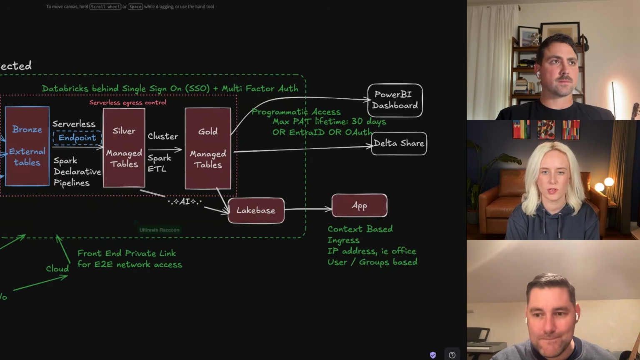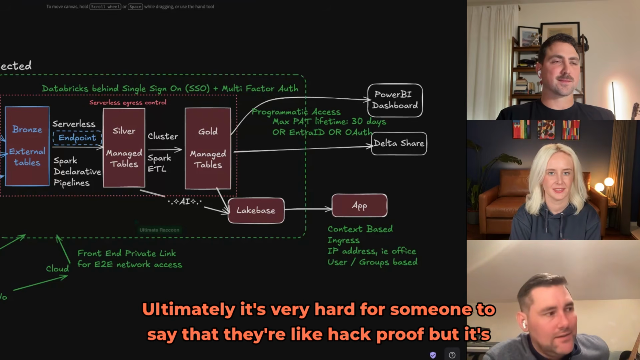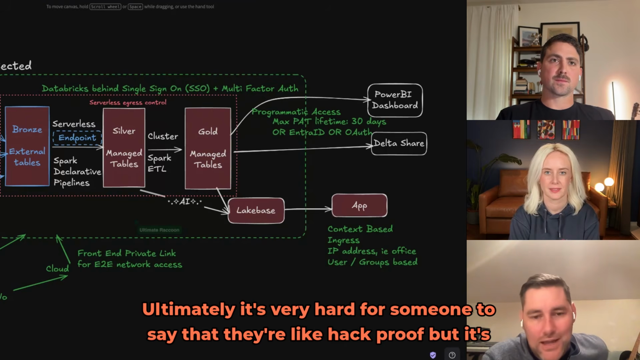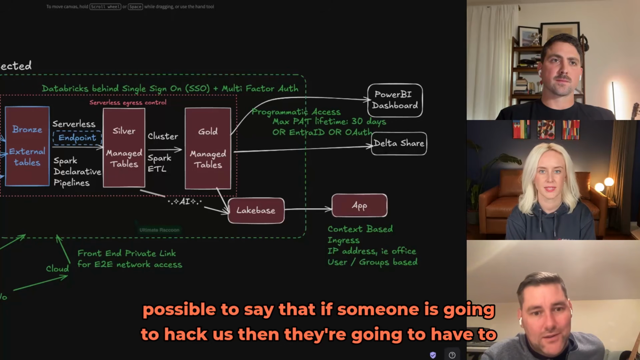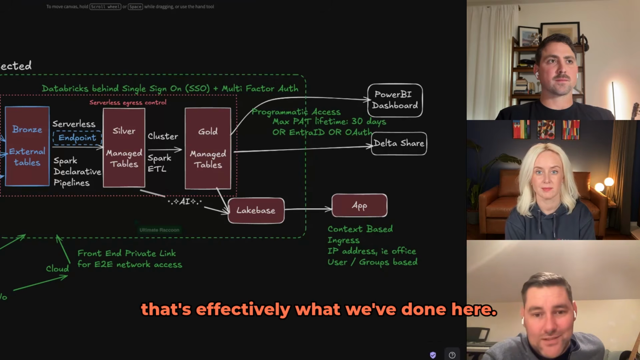What are your thoughts on our architecture so far? Have we dramatically improved it now? Ultimately, it's very hard for someone to say that they're hack proof, but it's possible to say that if someone is going to hack us, then they're going to have to swim through a lot of moats with sharks and alligators in. And I think that's effectively what we've done here.